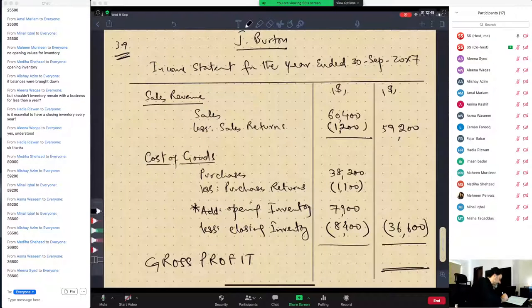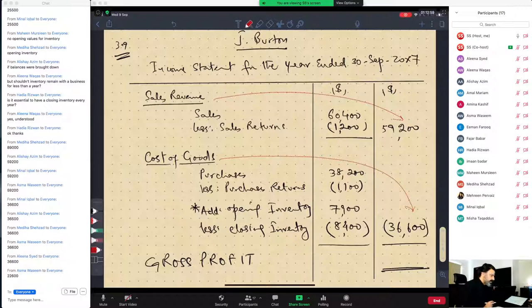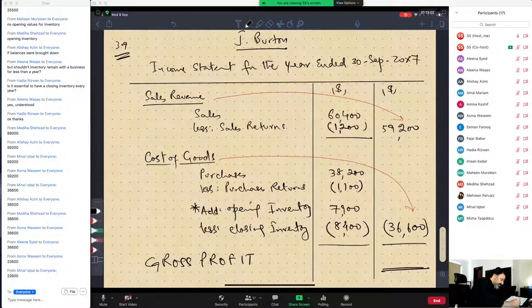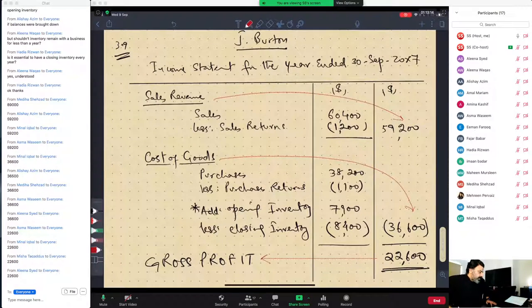So what is the gross profit? $22,600. $22,600, and that is our gross profit. Okay, so I'm sure you must be wondering, why did we choose to add the opening inventory here? But before I explain the reason why we add the opening inventory, do you agree with this, that the closing inventory needs to be subtracted here?